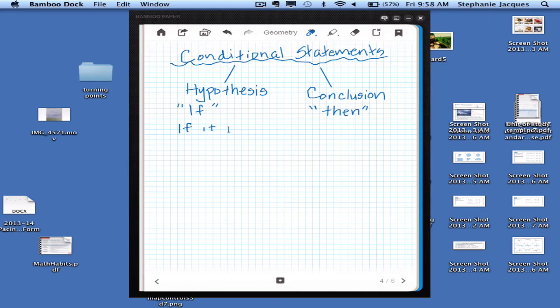Go ahead and write this. If it is 9 a.m. in Alpine, then it is 5 p.m. in Ireland. Okay, I'm going to break apart this sentence.